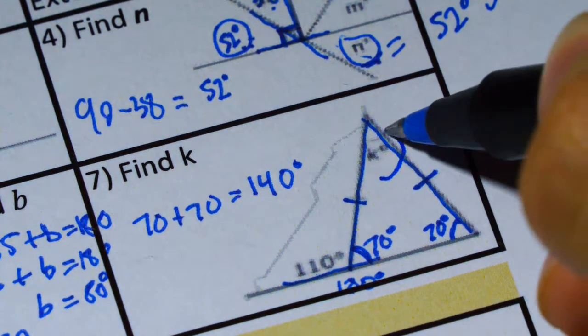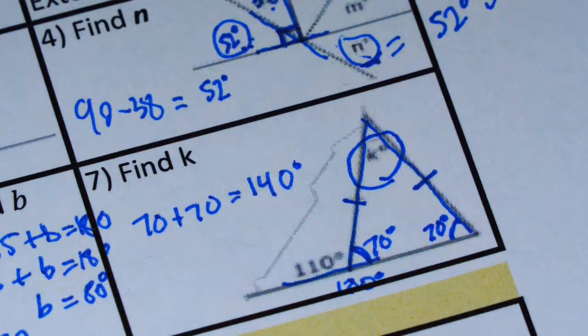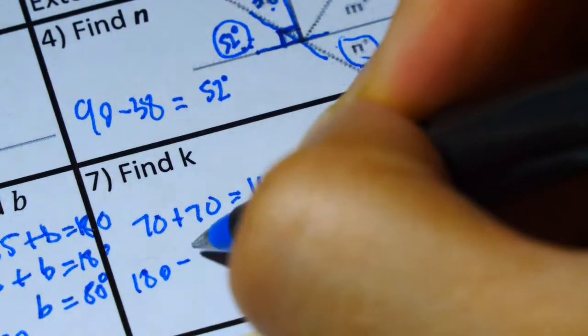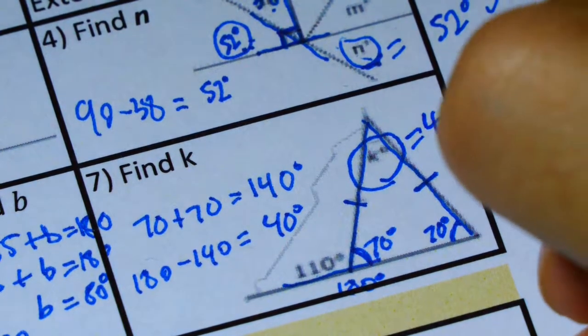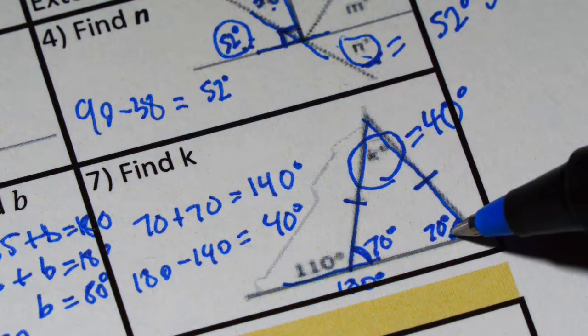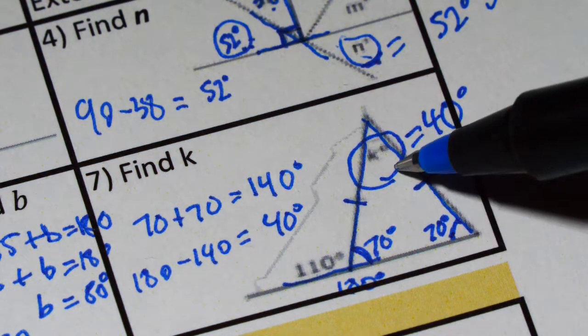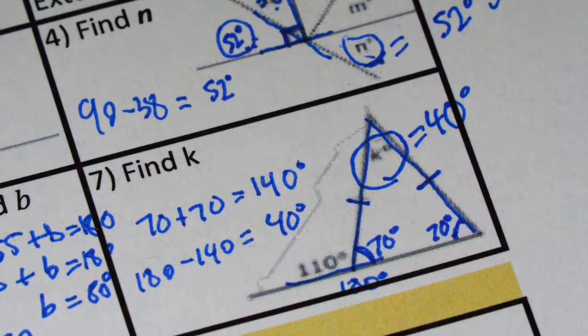And K, 140 degrees plus K must make 180 degrees. So 180 minus 140 equals 40 degrees. So K is 40 degrees. 70 plus 70, 140 plus 40 makes 180, because angles in a triangle must make 180 degrees.